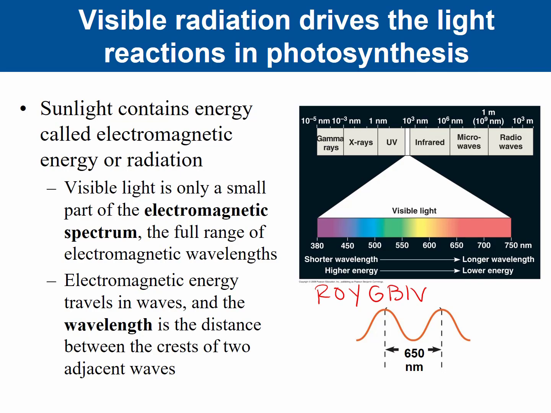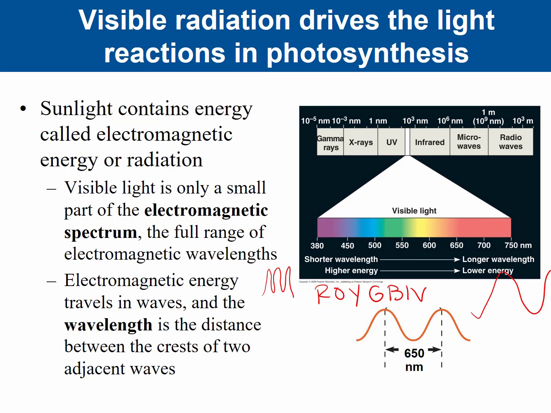Red has the longest wavelengths, meaning there are large distances between the peaks. Whereas over here for the violet, those wavelengths are going to be very, very small because the distance between the two peaks is very small. Again, the wavelength is the distance between these two peaks.